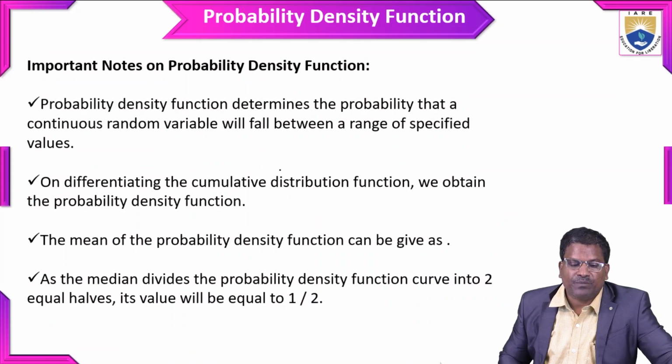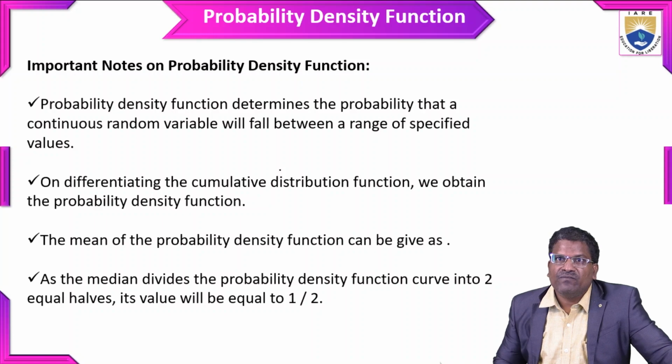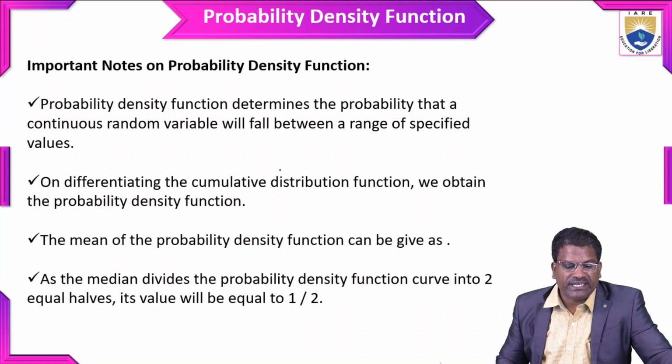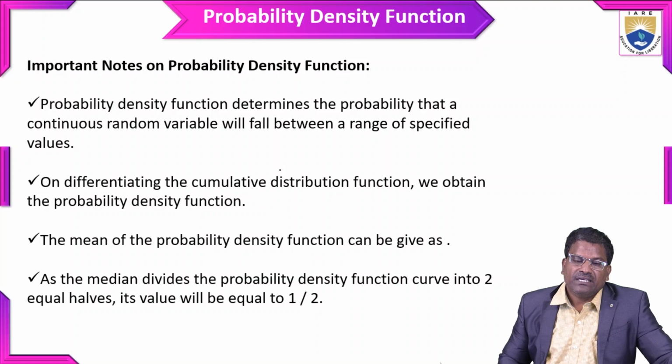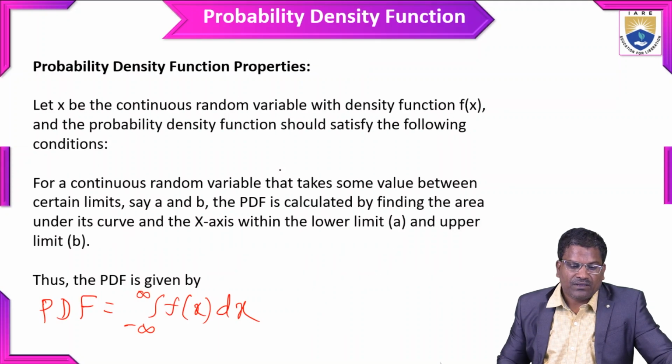Some important noteworthy points let us discuss. The probability density function determines the probability that a continuous random variable will fall between a range of specified values. On differentiating the cumulative distribution function, we obtain the probability density function. The mean of the probability density function can be defined. The median divides the probability density function curve into two equal halves. This value will be equal to 1 by 2.